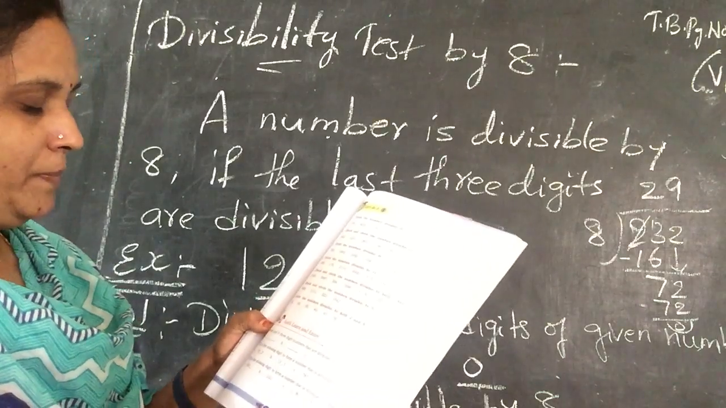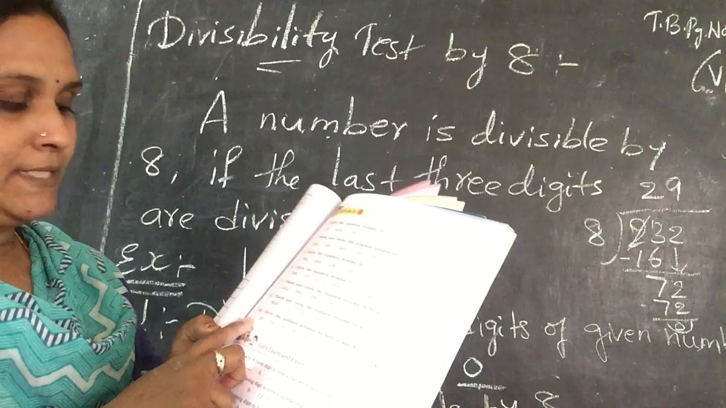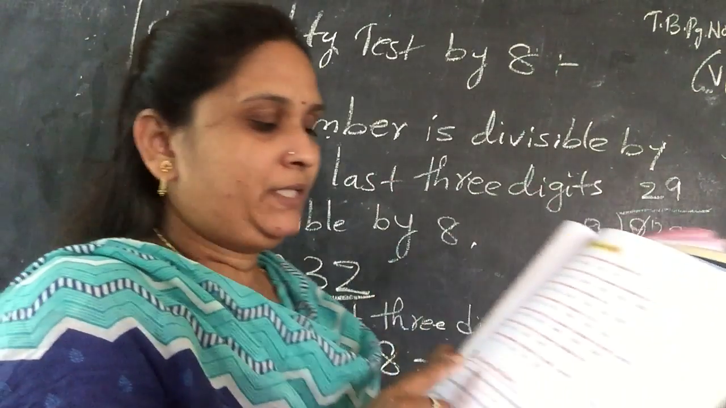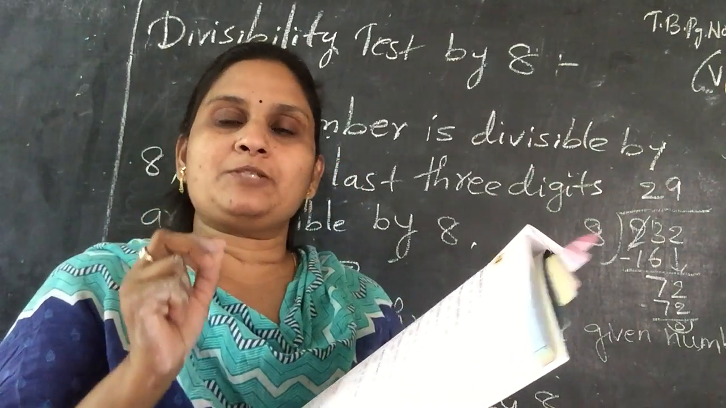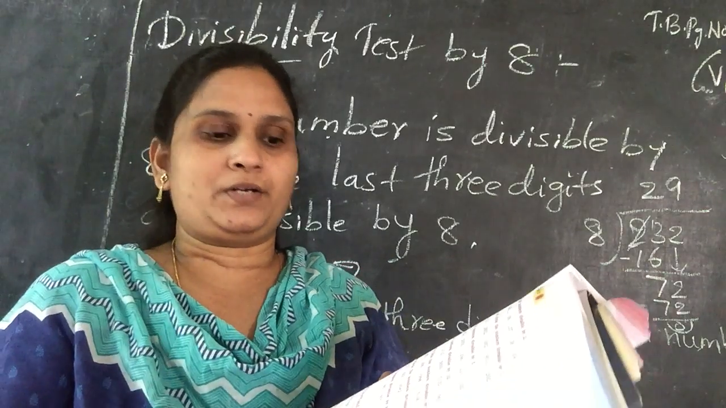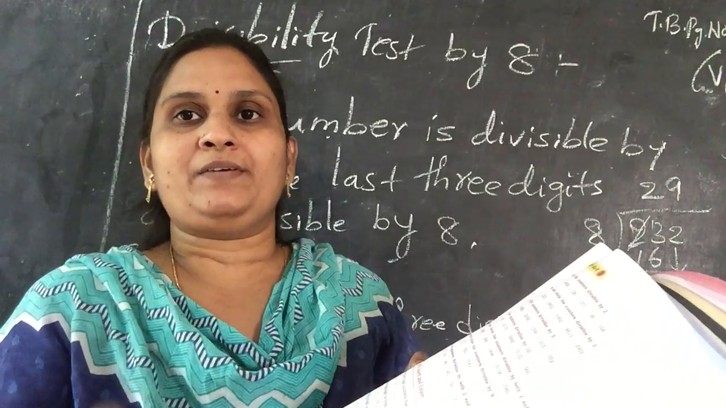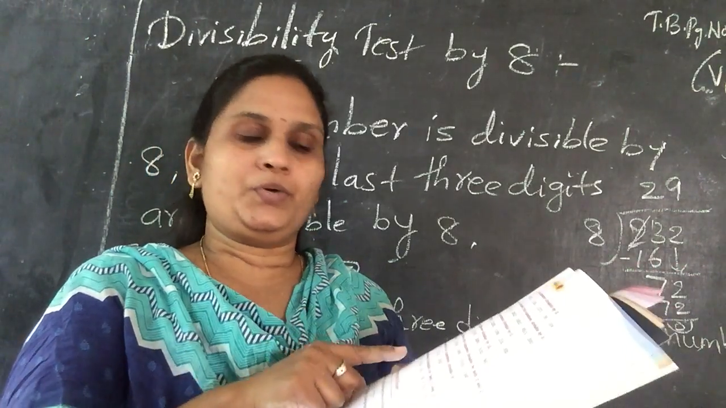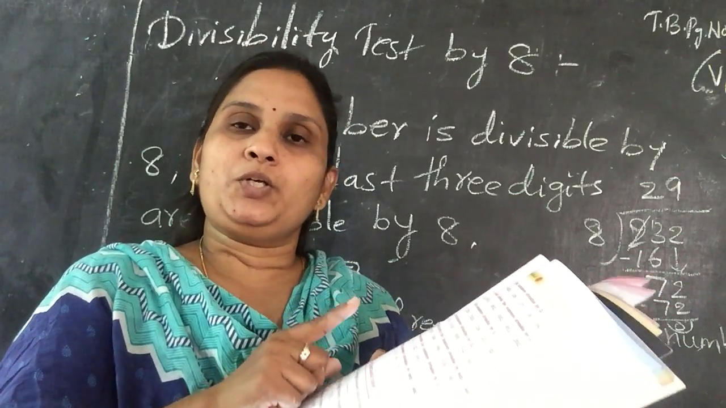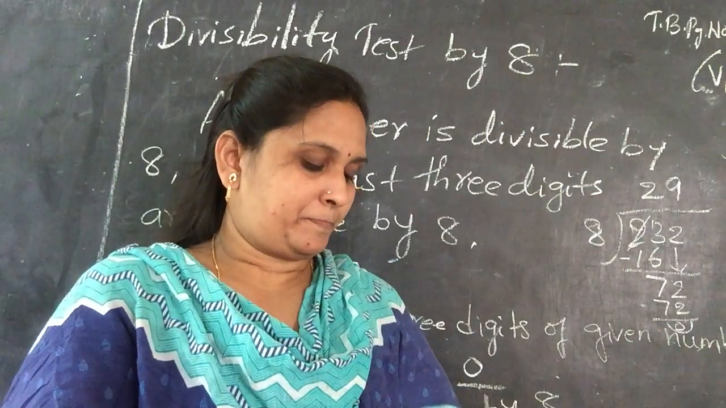So up to now, textbook page number 79, till section 6 is completed. Now the 7th section: circle the numbers divisible by both 2 and 5. What is the divisibility rule for 2, children? Only in the ones place you have to check whether 0, 2, 4, 6, 8 is there or not. And for 5 you have to check in the ones place whether 0 or 5 is there or not. Based on that rule, you have to find which numbers are divisible by 2 and 5 together.